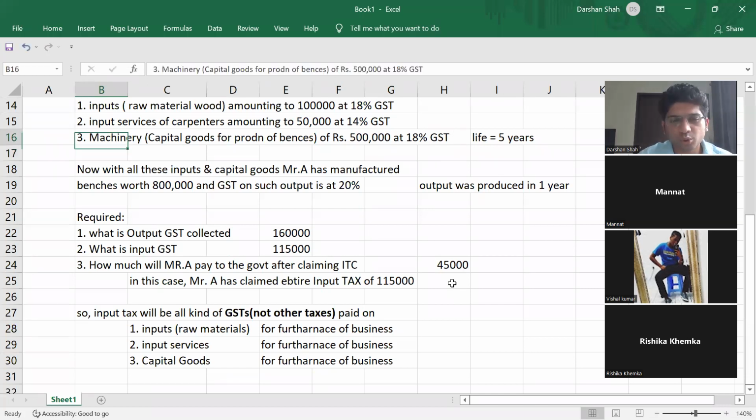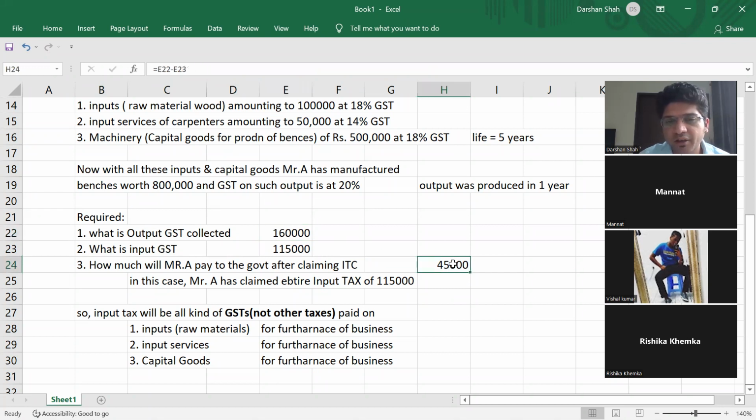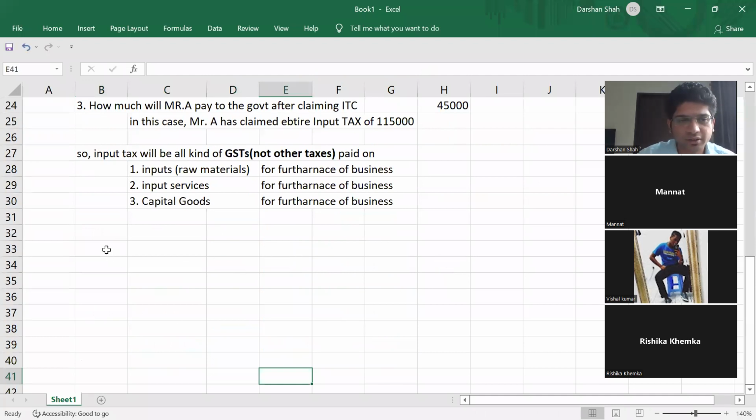So to claim ITC, the government is allowing you to deduct 1,15,000, right? So this is called claiming ITC. You are collecting 1,60,000 from your customers and you are only paying 45,000 tax to the government, and you are claiming the entire ITC of 1,15,000. So there are certain conditions for that. If all conditions are satisfied, then only ITC can be claimed.